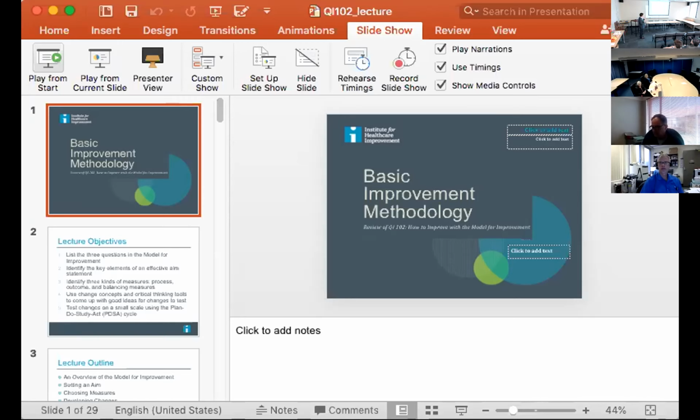So the first step in the model for improvement is starting at the top and asking these 3 questions. This really sets up what you're doing, why you're doing it, and how you're going to do it. The first question says, what are we trying to accomplish? So what is the problem we're trying to address? And why are we doing that? That's the first thing.